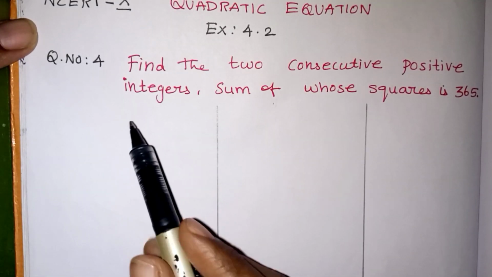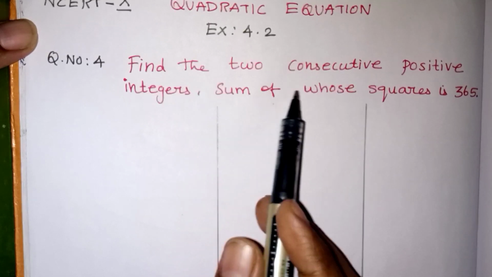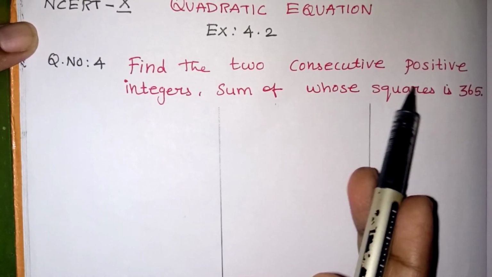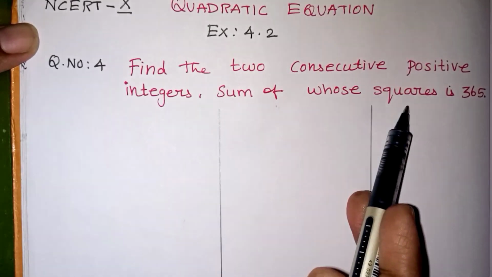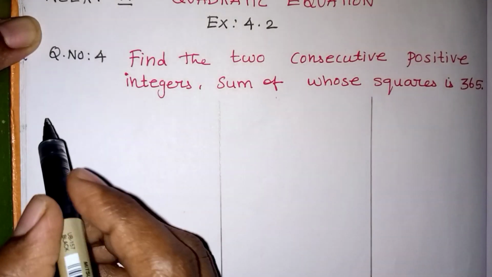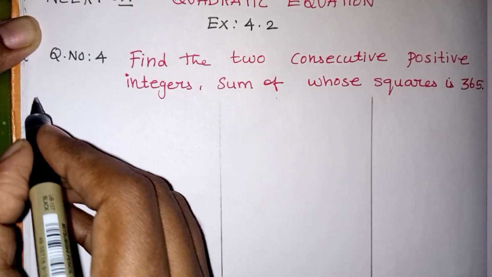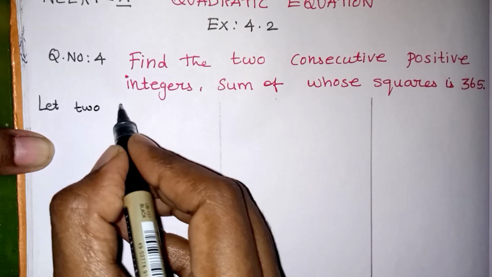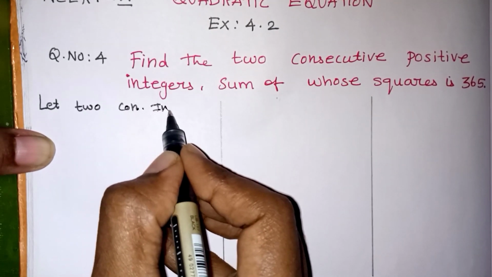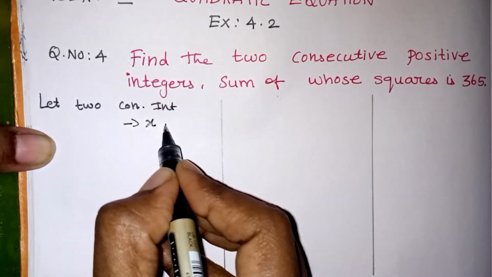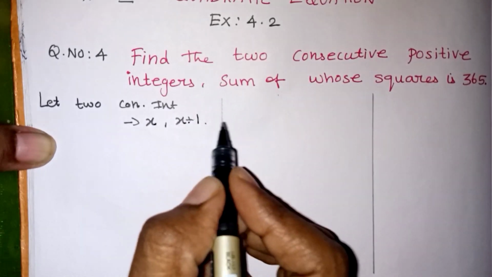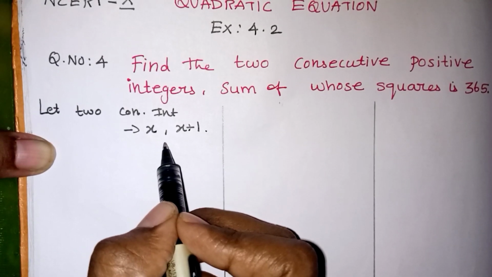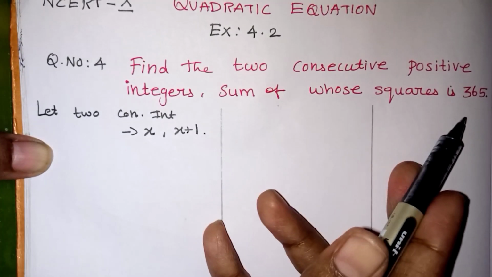Second problem. That is question number 4. Find the two consecutive positive integers. Consecutive means continuous. Positive integers, the sum of their squares is 365. So let us assume the two consecutive integers be. Let us take the first number as x and the next number as x plus 1. Here they have given you the sum of their squares. So we have to square these two numbers, then we have to add those numbers. That answer is 365.